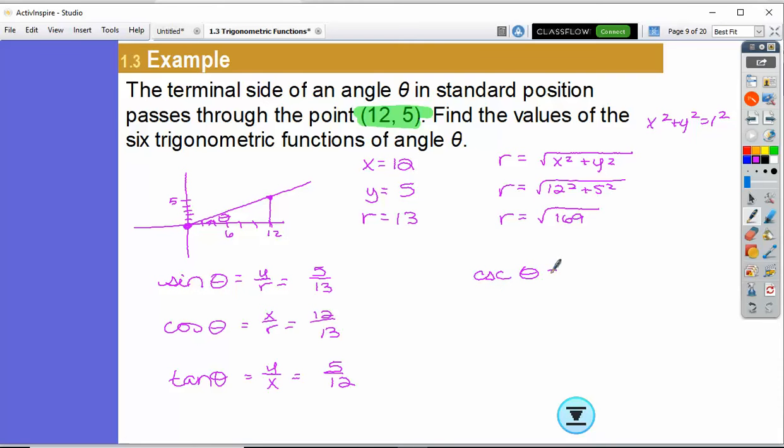Cosecant, CSC. Cosecant theta is then r over y, or 13 over 5. And that's why we keep these in fraction form instead of changing them to decimals, because it's a lot easier to just do the reciprocals that way. Reciprocal of cosine? So secant is r over x, so 13 over 12. And reciprocal of tangent? Cotangent. That's the x over y, so 12 over 5.